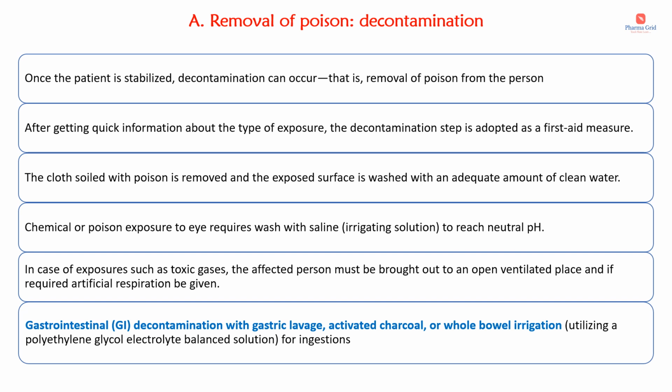Gastrointestinal decontamination with gastric lavage, activated charcoal, or whole bowel irrigation. Whole bowel irrigation means utilizing a polyethylene glycol electrolyte balanced solution for ingestions. So these are the different methods. We have already seen the first aid measures that can be used for the removal of poison. Other than this, gastrointestinal decontamination methods mainly include gastric lavage, activated charcoal, and whole bowel irrigation.